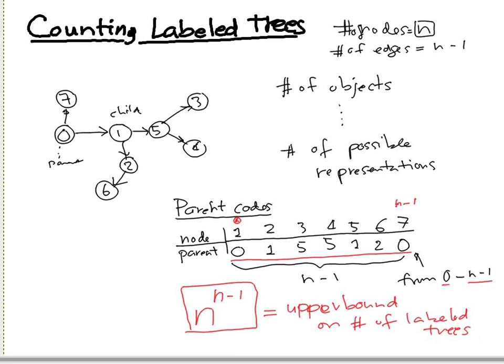Okay. All right. So that's a simple code. It's called the parent code. It gives you this upper bound. In fact, it's a pretty close one. We know that the correct number of trees, from Cayley's theorem, states that the number of label trees with n nodes is n to the n minus 2. So this is pretty close, it's off by a factor of n.